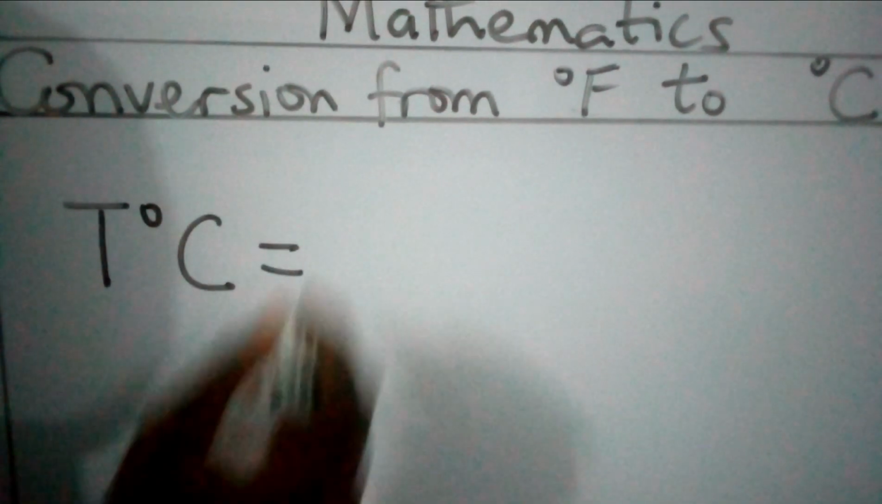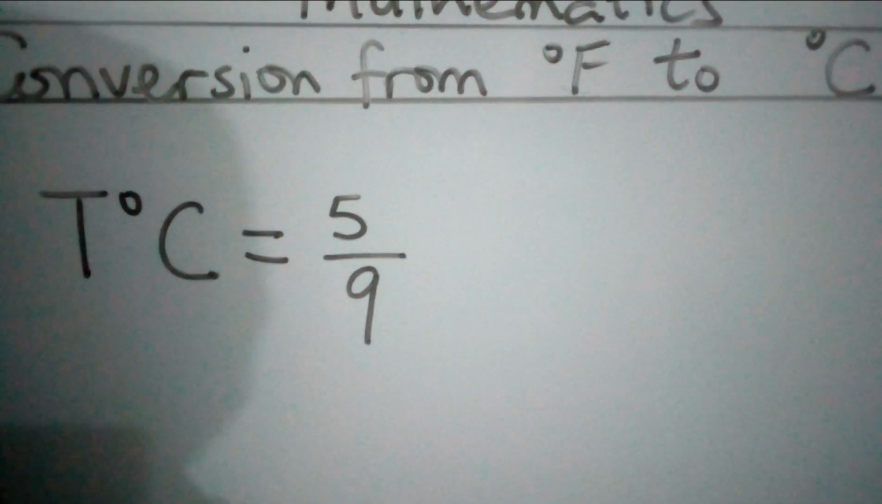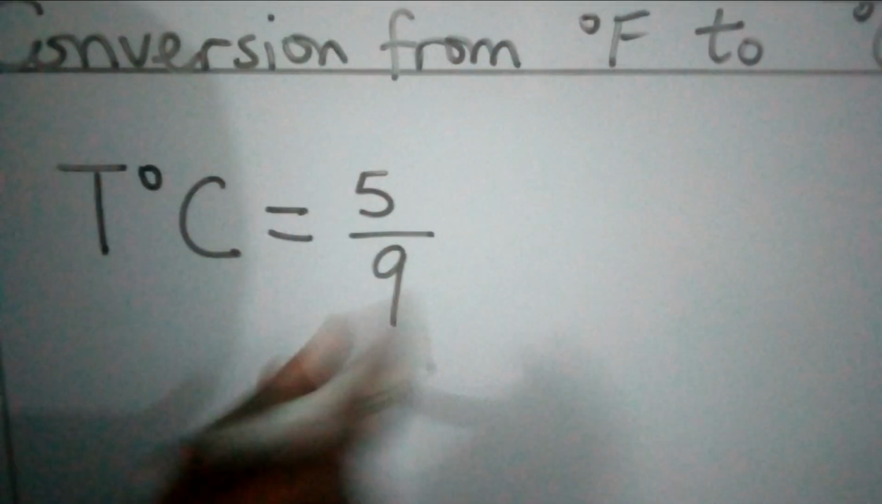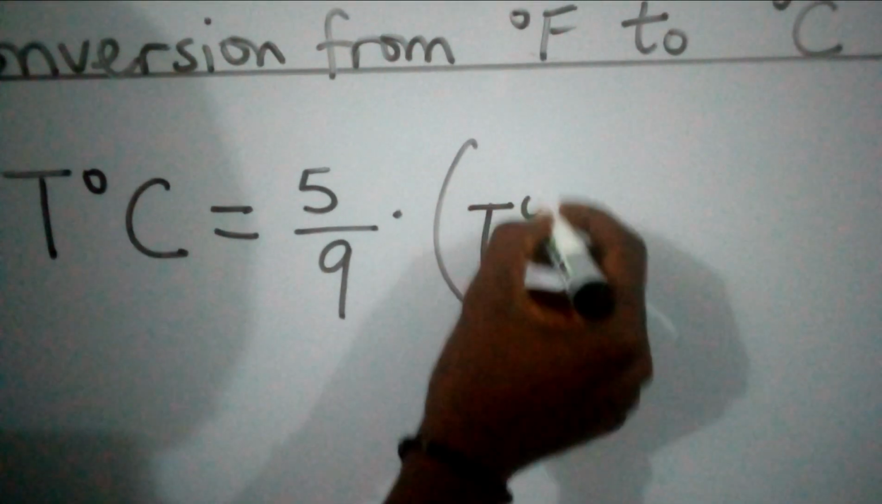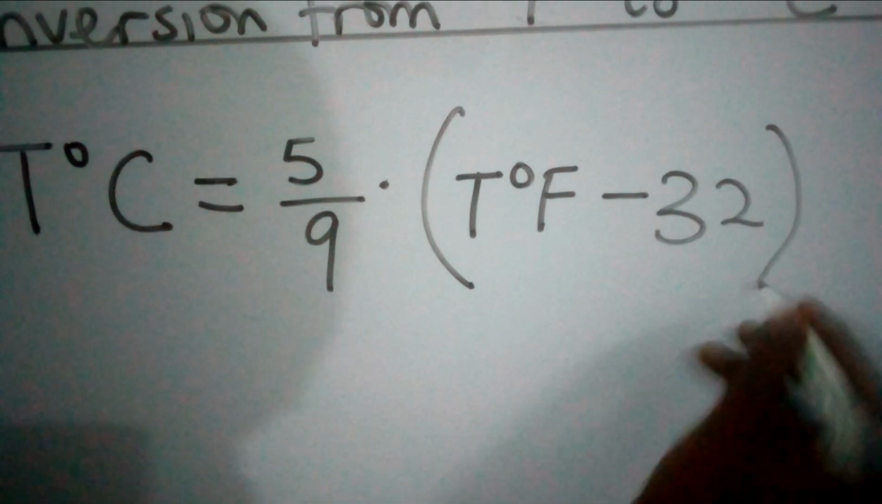So the formula for this will be: temperature in degrees Celsius equals 5 over 9, not 9 over 5. Remember the last one we did, it was 9 over 5. Because this one is the opposite, it will be 5 over 9 multiplied by, you open your bracket, temperature in degrees Fahrenheit, minus 32.